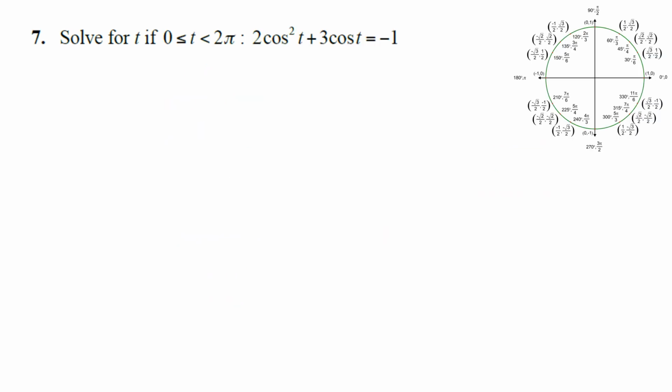Okay. So now let's apply that concept to a quadratic function involving trig functions. So here we're asked to solve for t. All right. So we have 2 cosine squared t plus 3 cosine t equals negative 1. So let's add 1 to both sides and set the quadratic equal to 0.